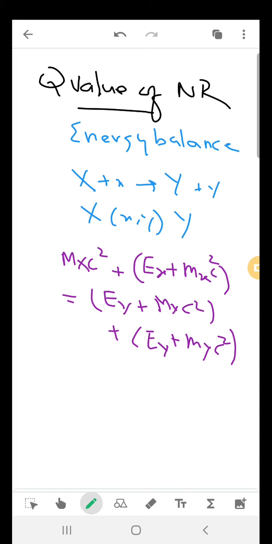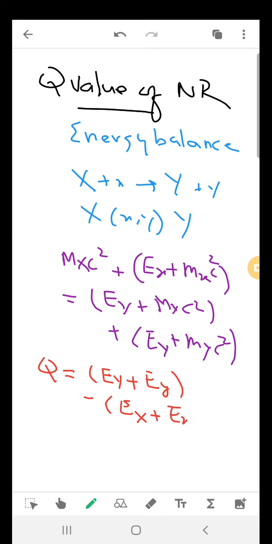So Q here is actually represented as equal to EY plus Ey minus EX plus Ex, and it is equal to (Mx plus mx minus My plus my) into c squared.